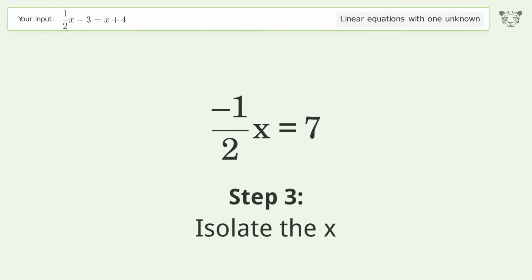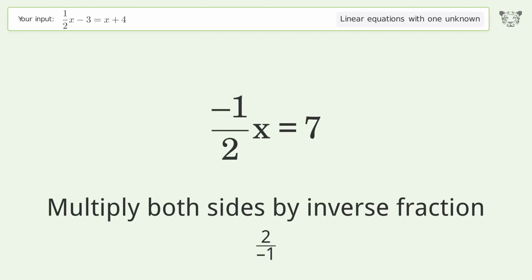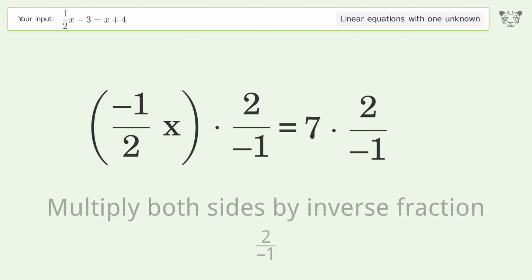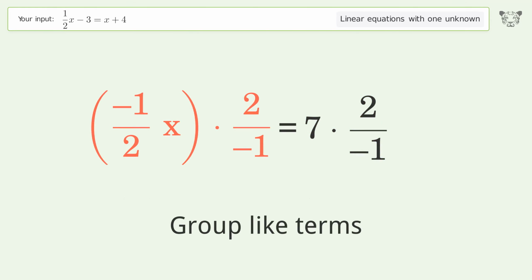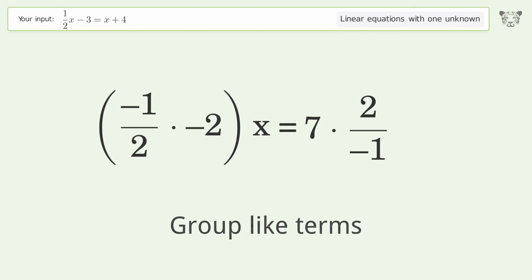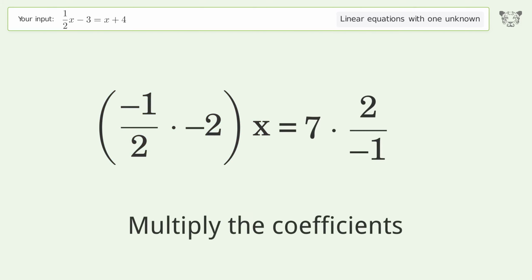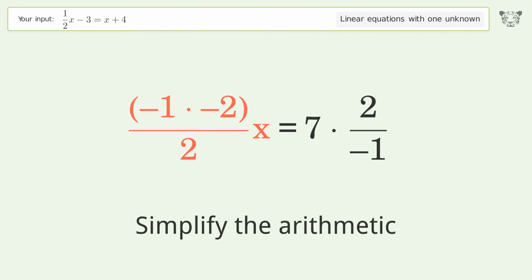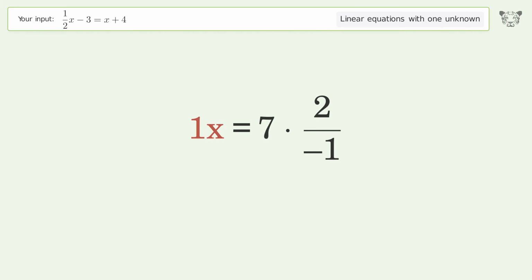Isolate the x. Multiply both sides by inverse fraction 2 over -1. Group like terms. Multiply the coefficients. Simplify the arithmetic. And so the final result is x equals -14.